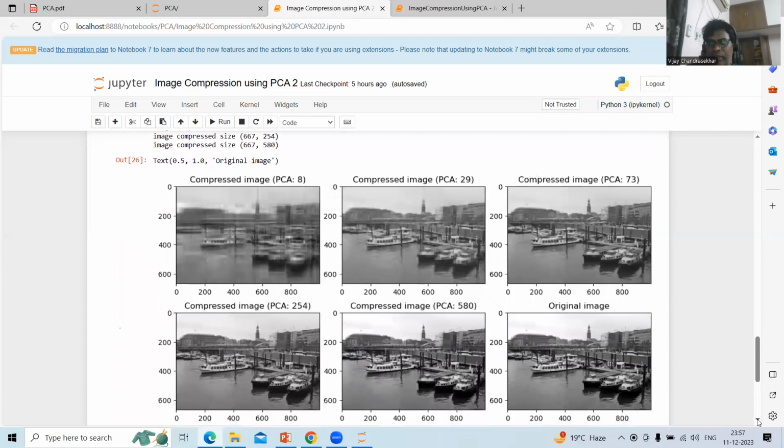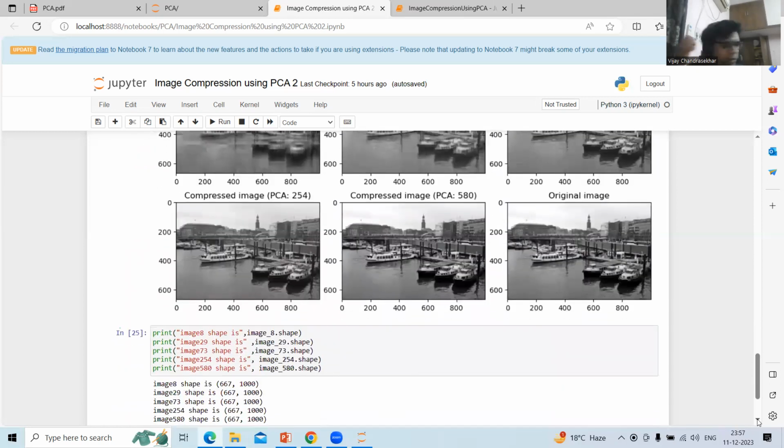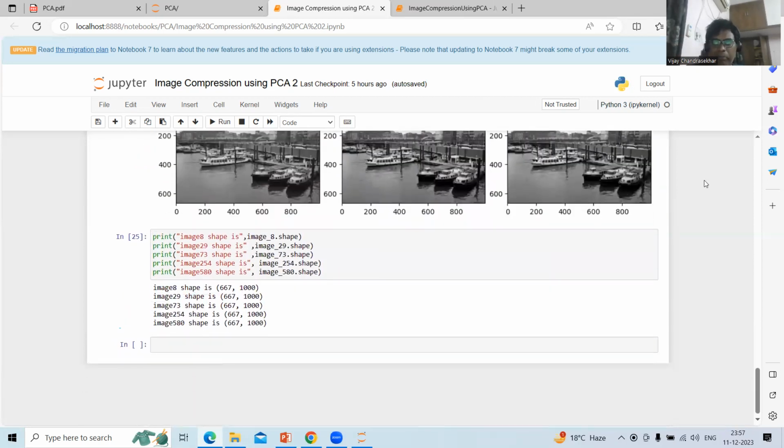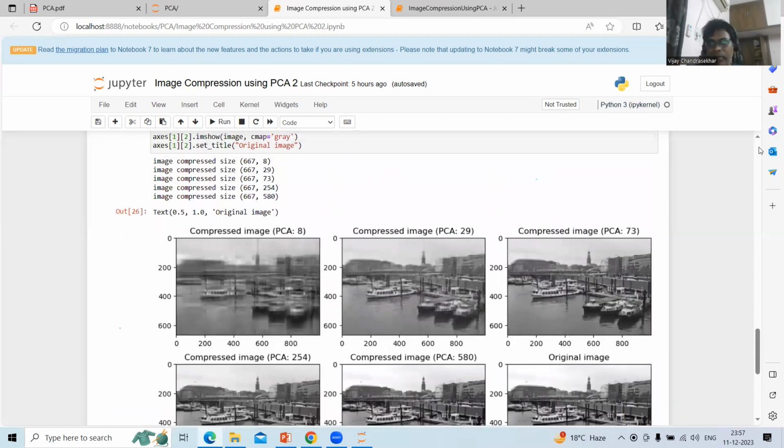You can try, folks. The code is readily available. We'll also share the code. You can punch in some images and then play around with PCA and see. Image compression is just one application. That's not the only application. There are several other applications. In fact, we use PCA extensively in finance and investments.